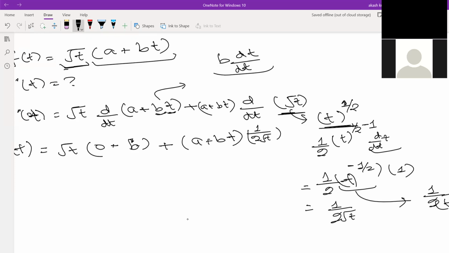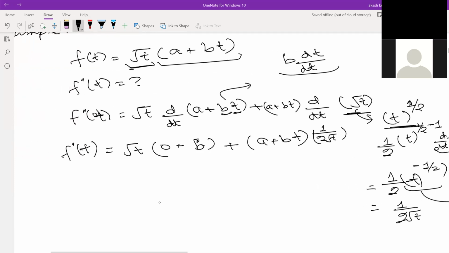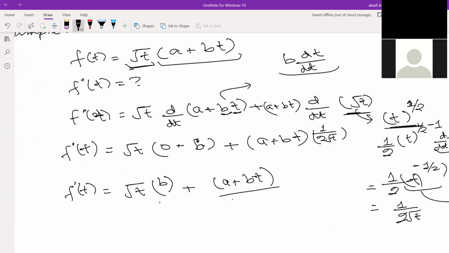If we just complete one topic, there are exercises in the book. Let me show you after the session where the exercises are. Let me complete this question and then we get back to the book. So f dash of t equals square root of t, and 0 plus b is b plus a plus b t, and it would be 2 square root t. Is it clear? Yes. So this is basically the answer.